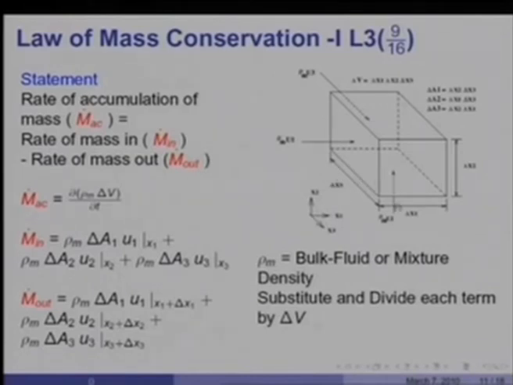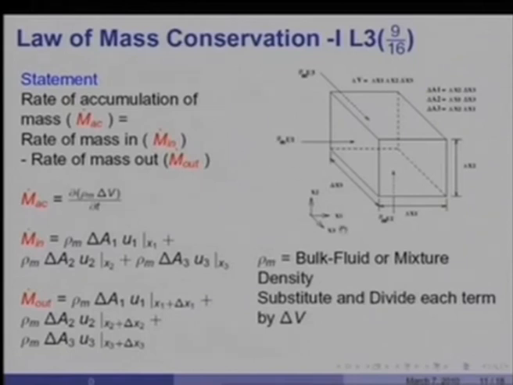Likewise, there will be rho m u2 delta A2, which is the mass coming in from this side, and there will be rho m u3 delta A3, which is the mass coming in from the back side at the x3 equal to constant surface. M dot out would likewise be rho m u1 delta A1 going out at the x1 plus delta x1 surface. Rho m u2 delta A2 at x2 plus delta x2 would be the mass going out of the x2 plus delta x2 surface, and likewise mass will come out at the front surface in the x3 direction.